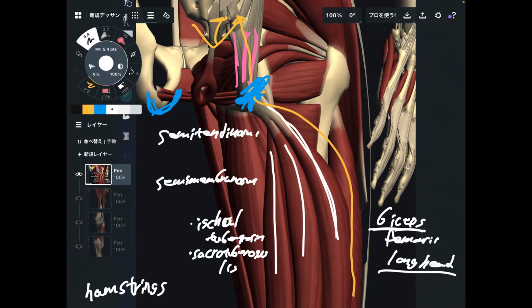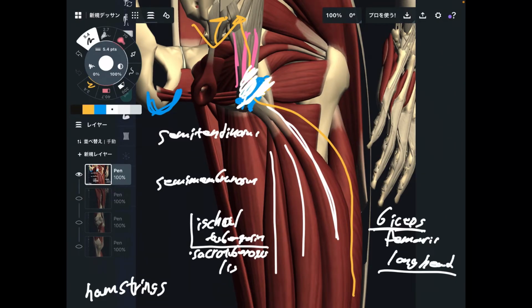How about semimembranosus? Semimembranosus has a slightly different orientation compared to the other two muscles. That's here. This muscle attaches to the ischial tuberosity. Yep, that's it. Ischial tuberosity. Basically, hamstrings attach to the ischial tuberosity and sacrotuberous ligament.